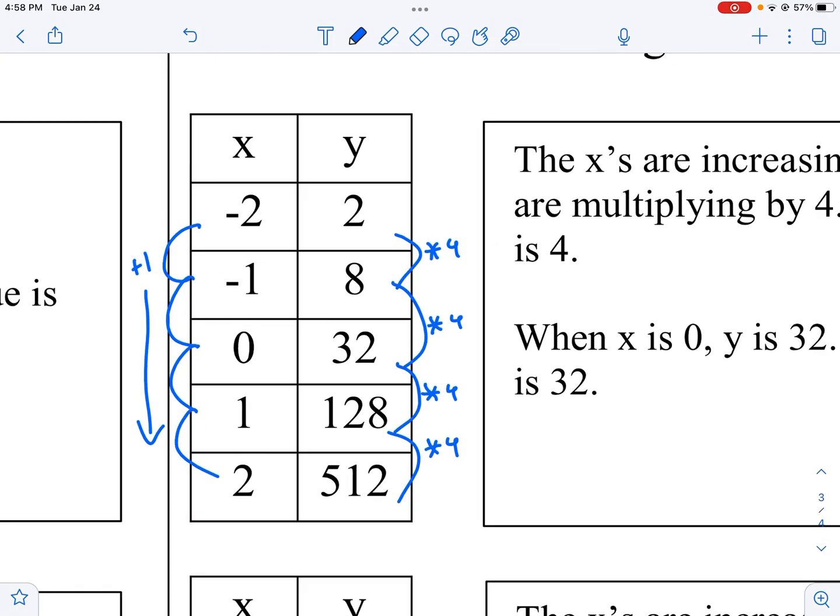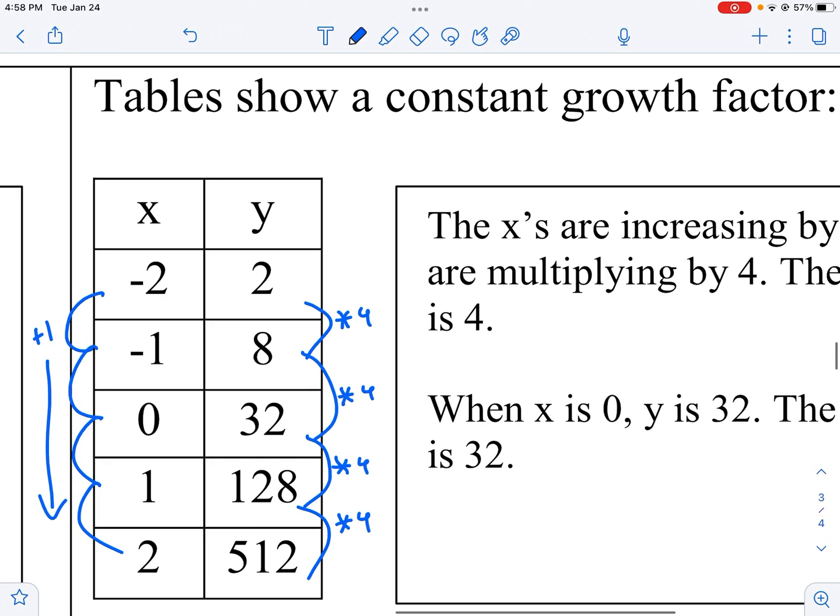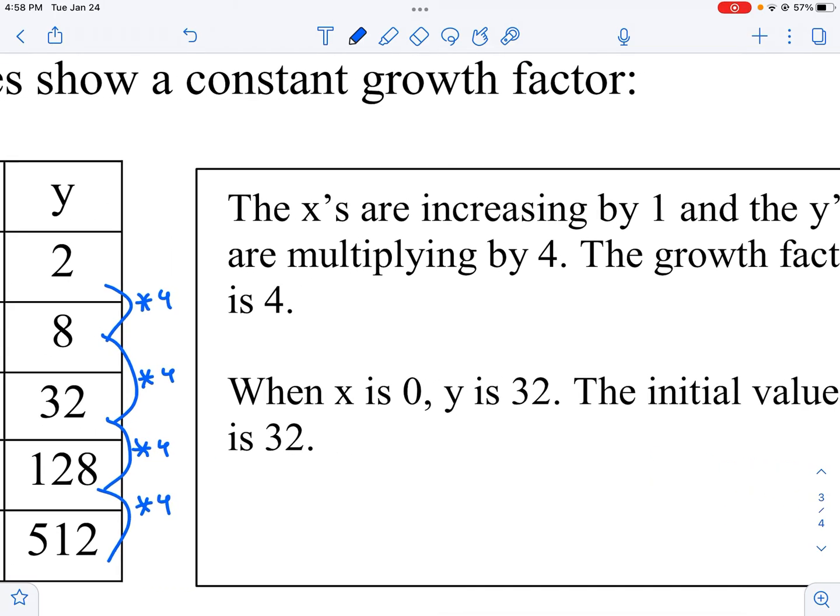And so this is what we call a constant growth factor. As it said up here, table show constant growth factor. So this is all multiplying by 4. Multiply by 4, multiply by 4. So the growth factor is 4.